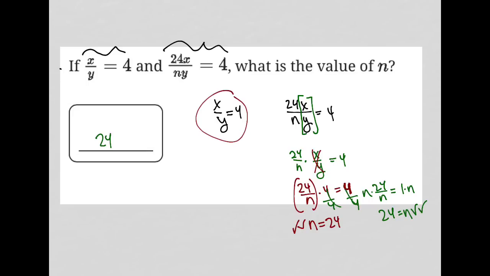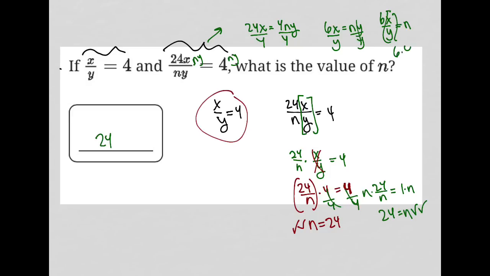I could take this directly and say I multiply by ny on both sides. So I have 24x equals 4ny. Divide both sides by 4. So I'd have 6x equals ny, and then divide by y since I want n alone. I have 6x over y equals n, and of course here I need to know that x over y is 4, right? So I still have to know that. So it becomes 6 times 4 equals n, and therefore 24 equals n.